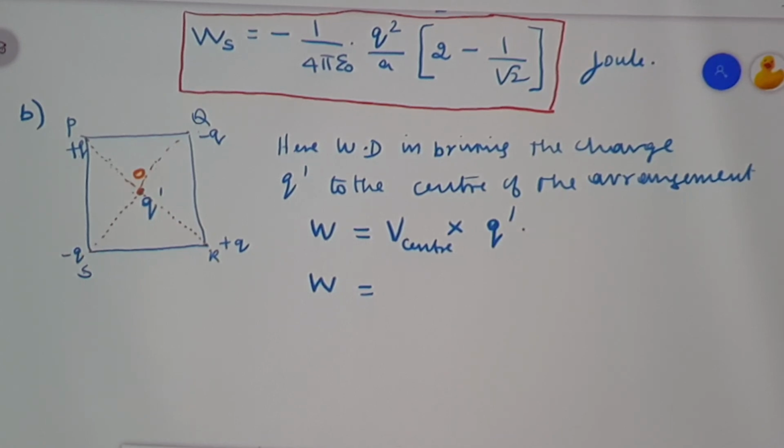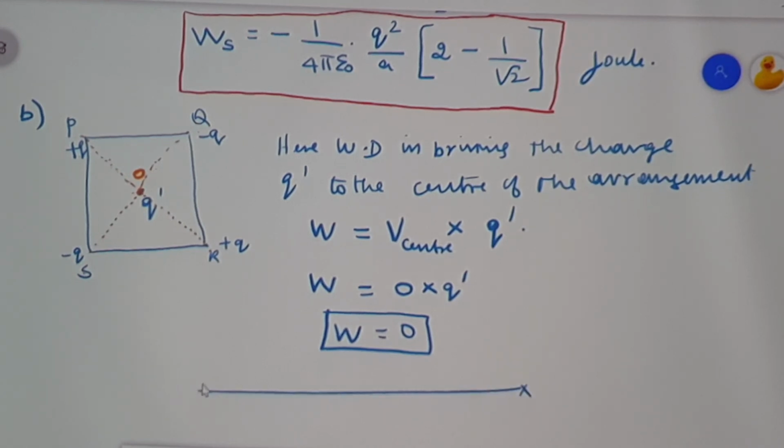So the potential at the center is considered to be what? Potential at the center is considered to be 0, multiplied with the charge q dash, the charge mode. So we can say that the work done is equal to 0 at the center. The work done in order to bring the charge q dash to the center in this arrangement is equal to 0. Okay, an important problem. It may be asked as a 5-mark question in your public examination.